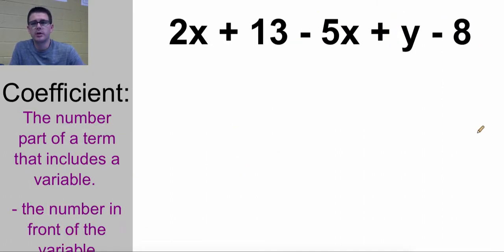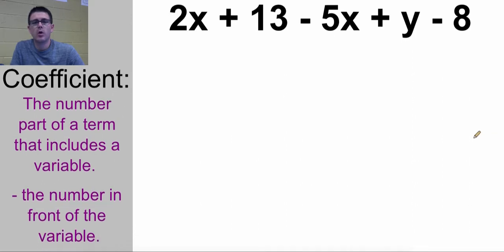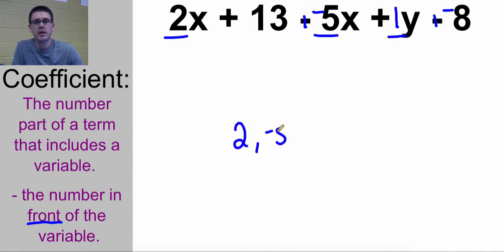And then our last vocabulary term is a coefficient. Coefficients are the numbers in front of the variable. It's the number part of a term that includes the variable. So again, if I change everything up, my 2, my negative 5, and my 1 are each of my coefficients. It's the number part in front of the variable. It's telling me how many x's or how many y's I have. So the coefficient is always in front of the variable. The constant is the plain old number without any variable there.